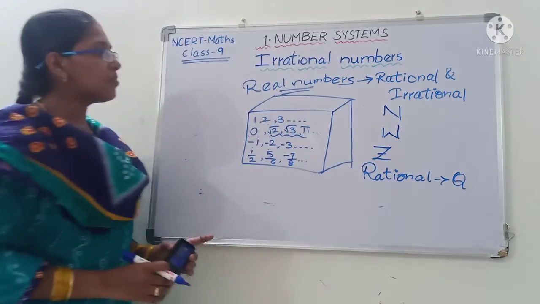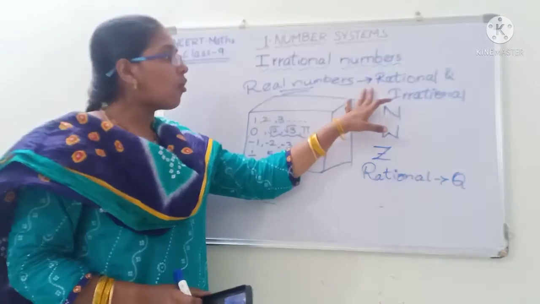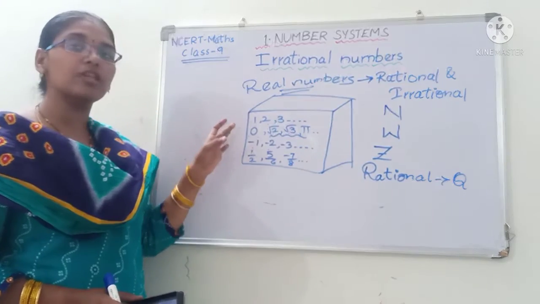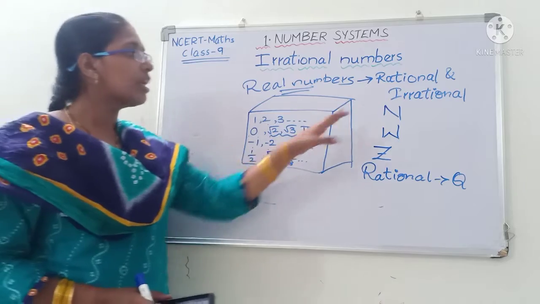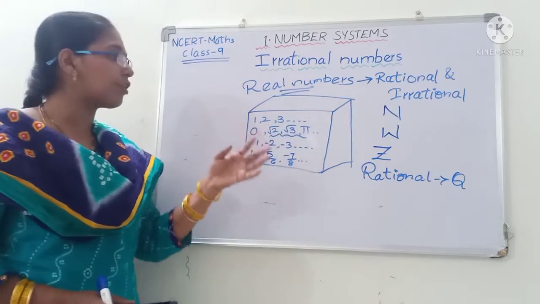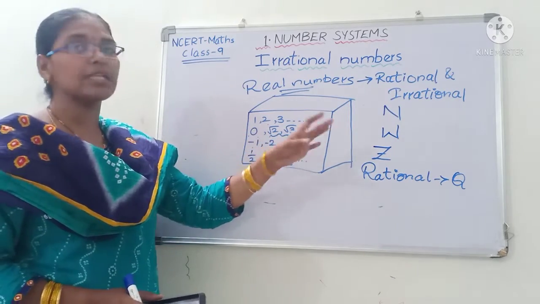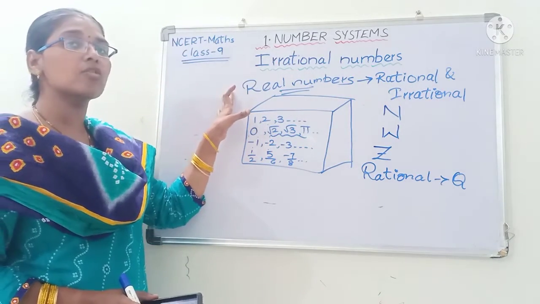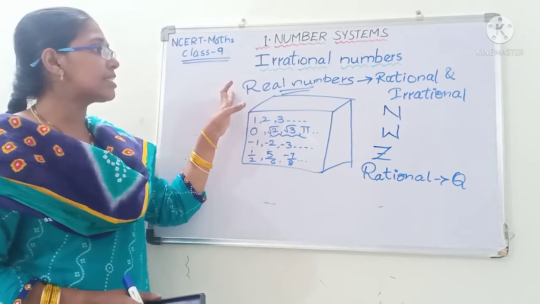So real numbers means all numbers, children. Rational, irrational. Rational means in that you get natural numbers, whole numbers, integers, everything. Irrational means numbers which are not rational: root 2, root 3, pi and so on. If all these numbers are included, then this whole set is called real numbers.